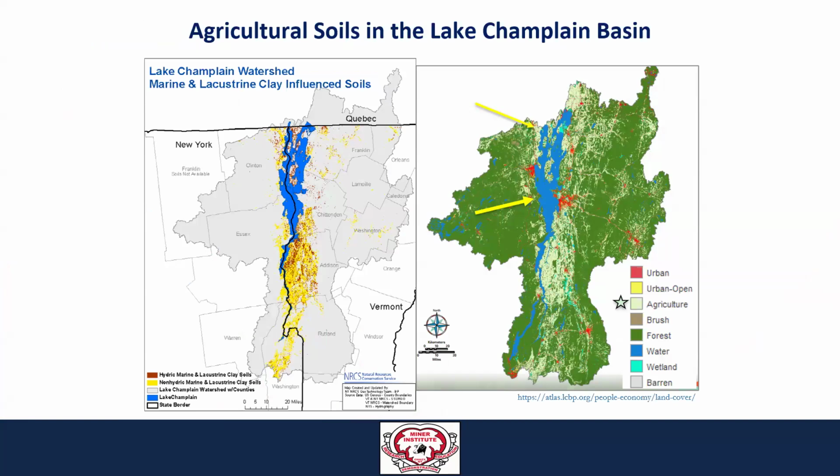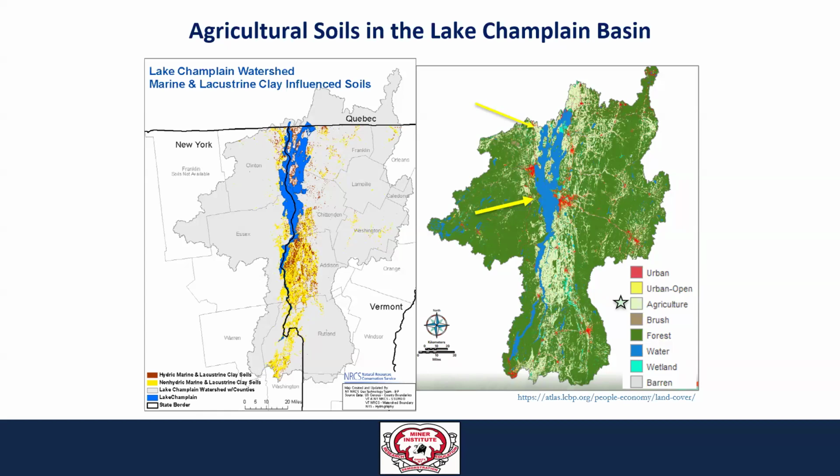And so these are a couple of maps of the Lake Champlain watershed where we're located. Again, here you can see these 2 yellow arrows pointing to our research locations. But here on the right, the areas in light green are our areas of agricultural land use. But then if we overlay this with this soil map here on the left, these yellow and red areas are marine and lacustrine clay soils.